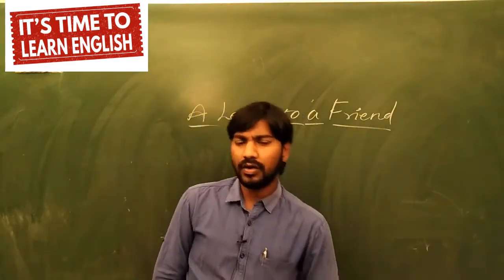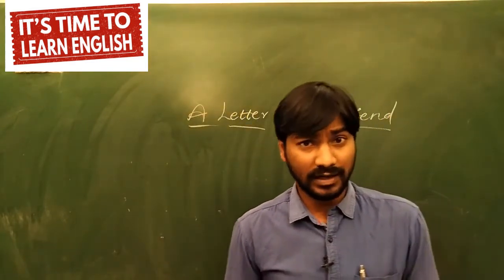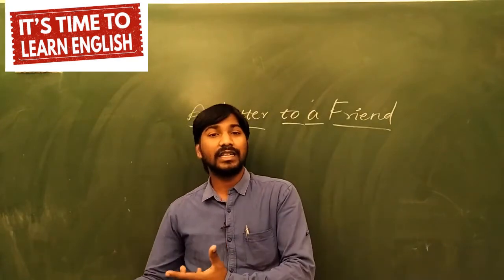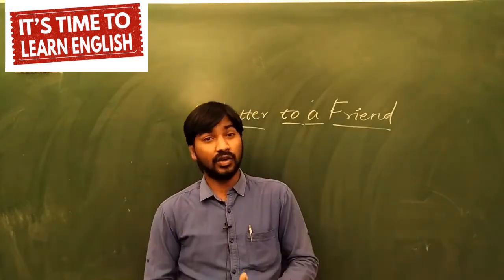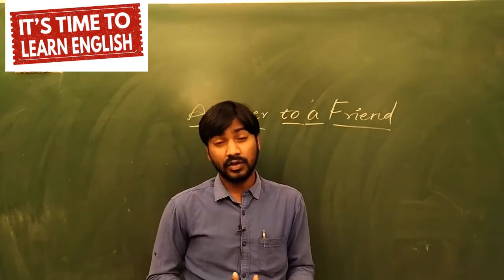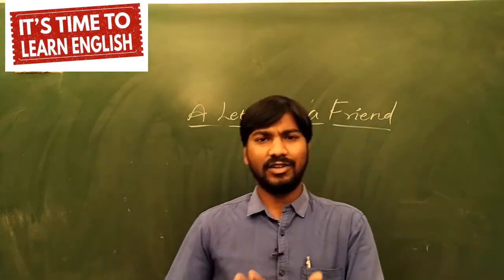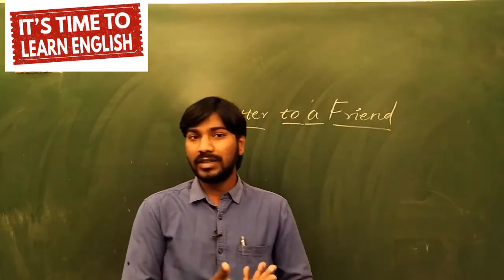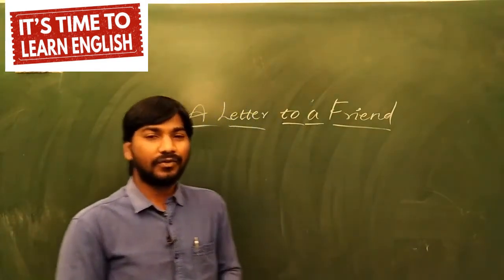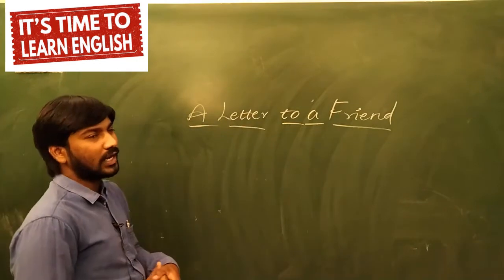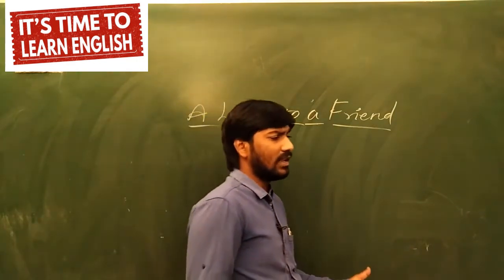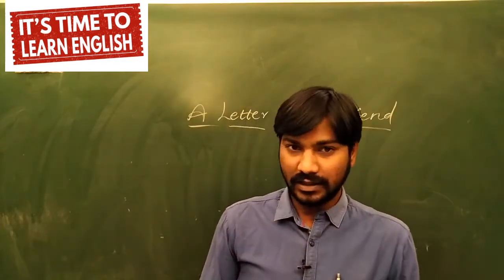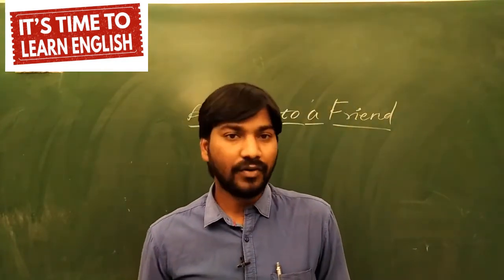Commonly we know two types of letters, formal and informal. Informal letters are also called friendly letters, and formal letters are called official letters. A formal or official letter we write to officials, like teachers, government officials, or news editors. Friendly, informal letters we write to friends, siblings, other relatives or family members.